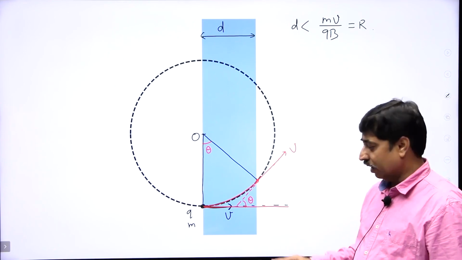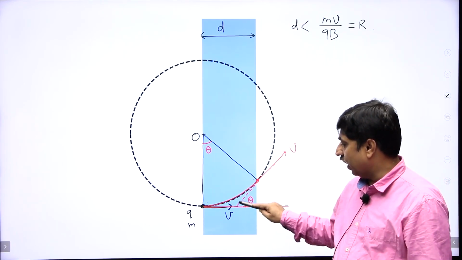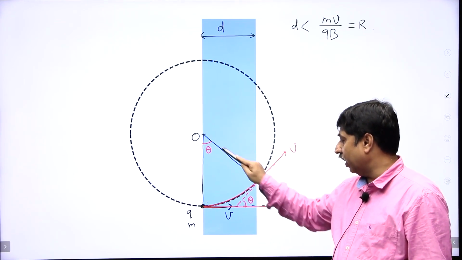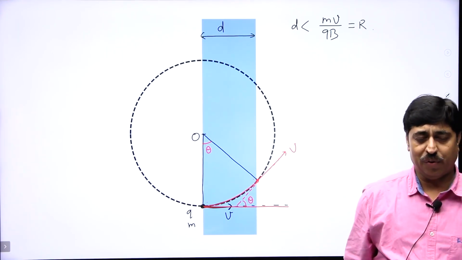It is very easy to see that this angle is the same as this angle, because this is 90, this is 90, so this becomes 180. In this quadrilateral, this is 180, so the sum of these two angles is 180. So this angle is 180 minus theta, therefore this is theta. You can work it out yourself.